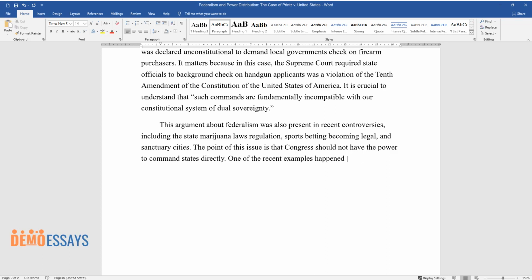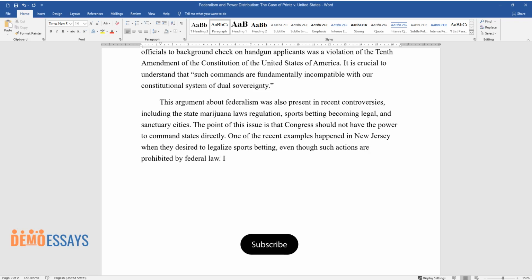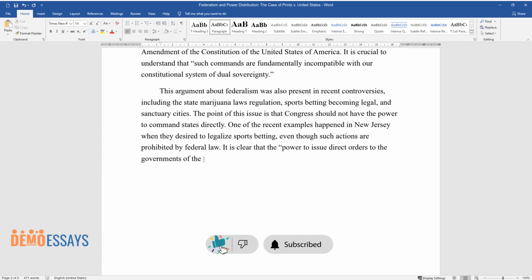One of the recent examples happened in New Jersey when they desired to legalize sports betting, even though such actions are prohibited by federal law. It is clear that the power to issue direct orders to the governments of the states is not present in the list of Congress's powers.